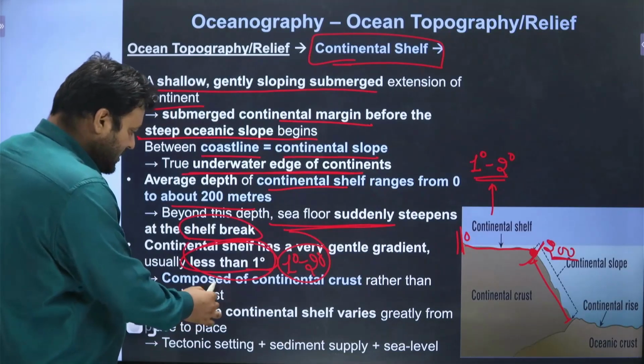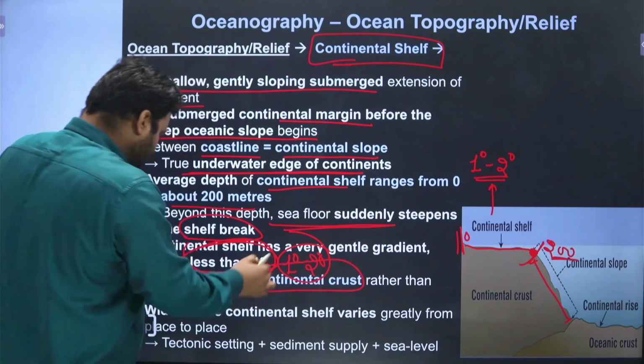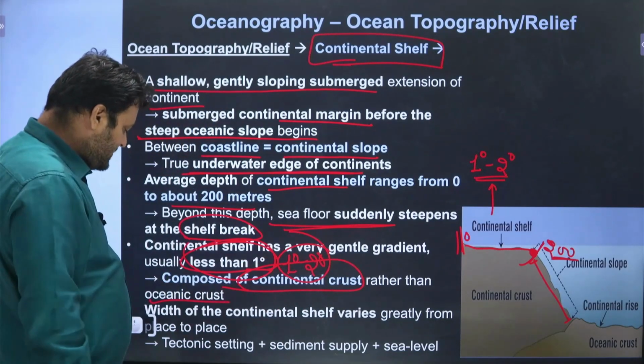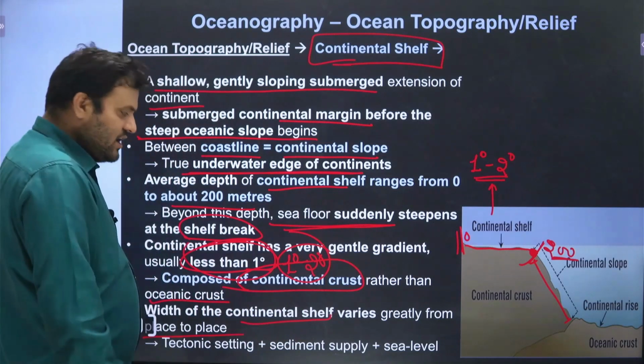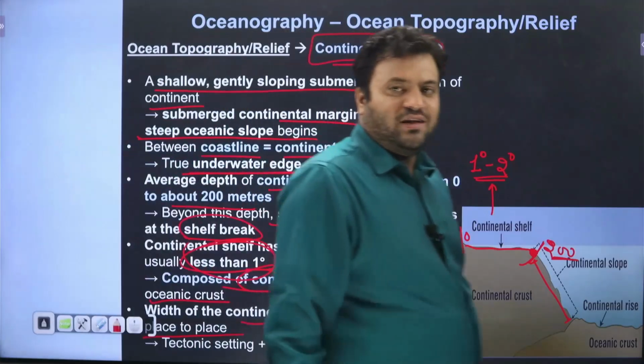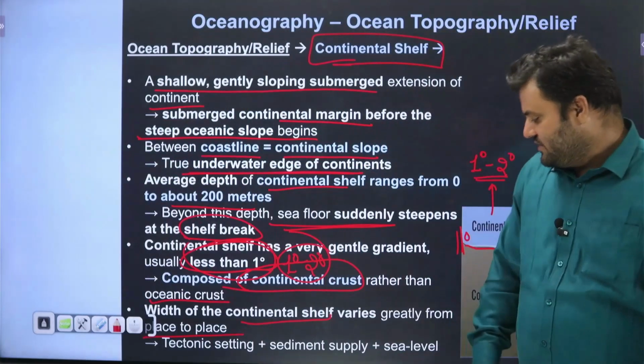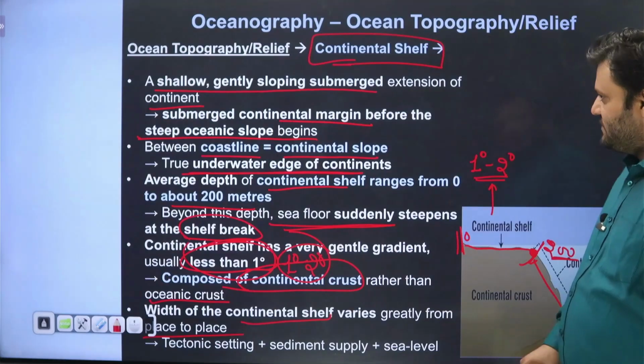It is composed of continental crust rather than oceanic crust. I also told you about this. And the width of the continental shelf varies hugely. It varies because of the tectonic setting, because of the sediment supply, and also because of sea level change.